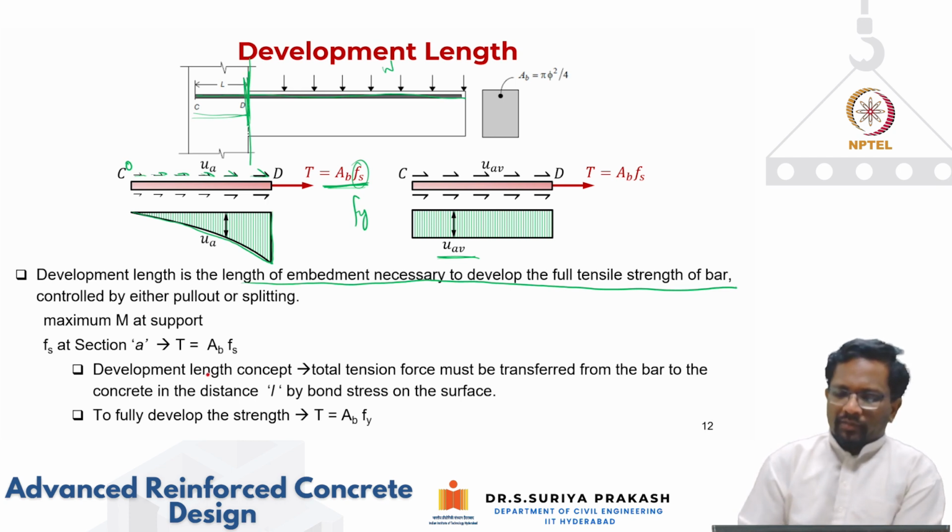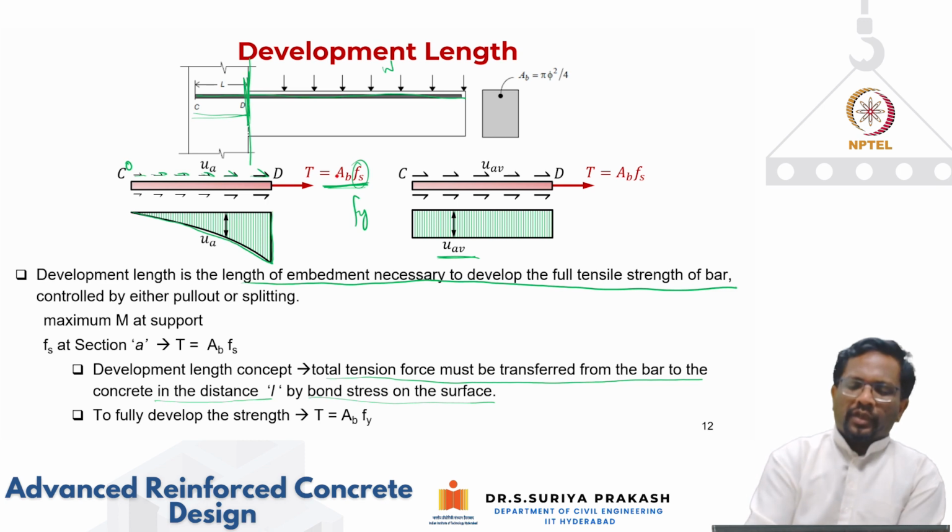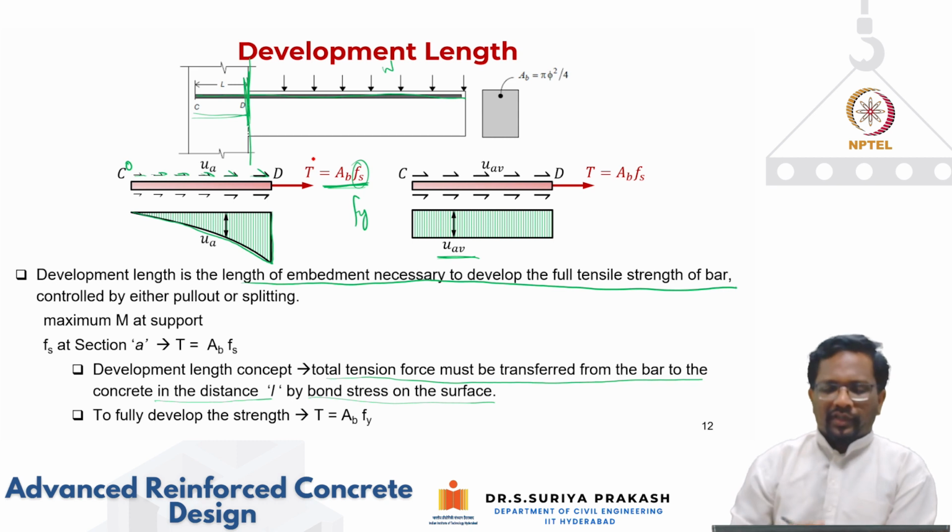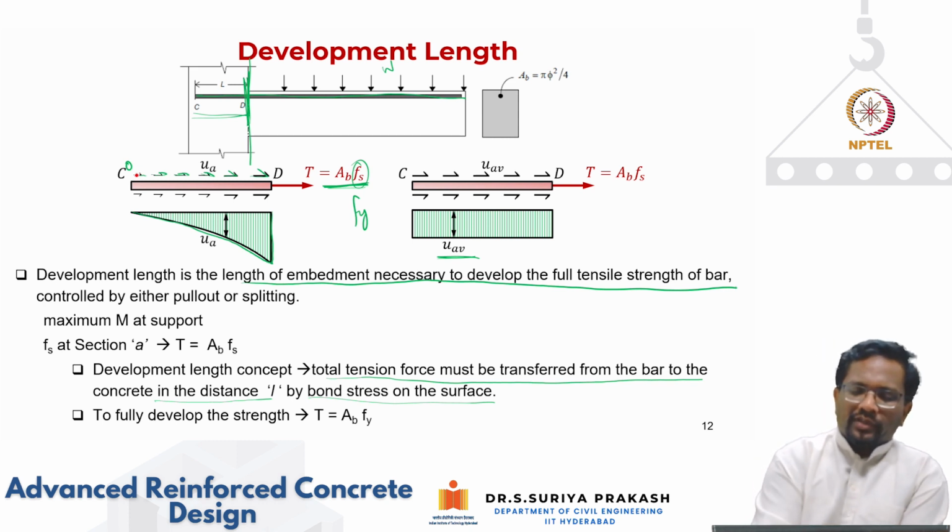Now, what is the concept? The total tension force must be transferred from the bar to the concrete in a distance L_d by bond stress on the surface. That means to develop this tension force equal to the area of the bar times the yield stress, and for design we take 0.87 Fy, so let's say the area of the bar multiplied by 0.87 Fy, what is the bond stress developed within that particular length?